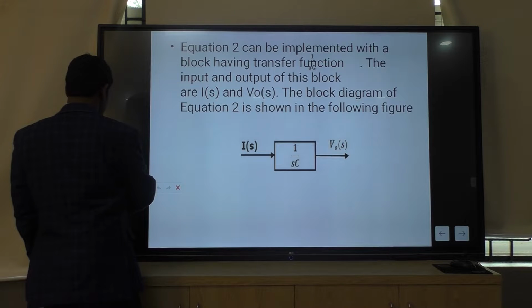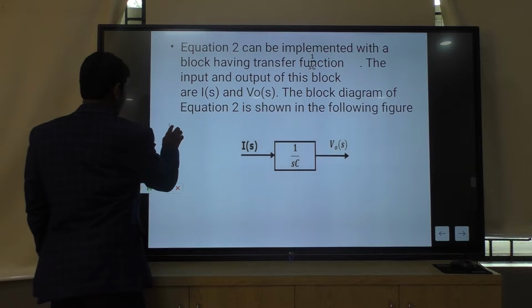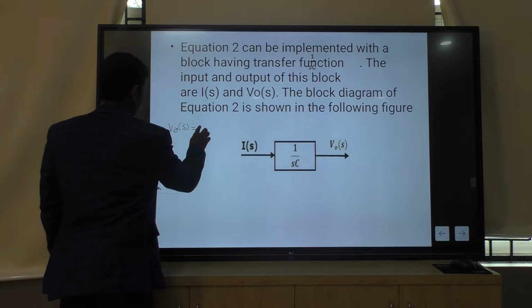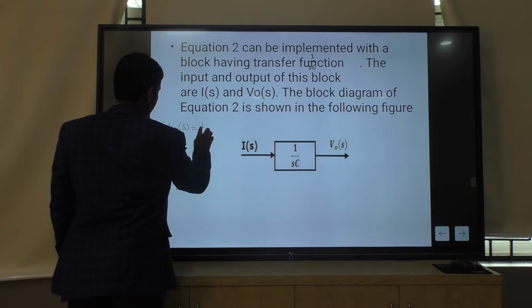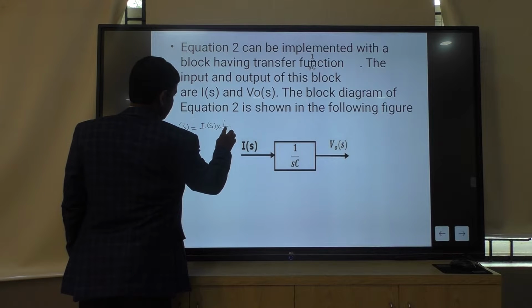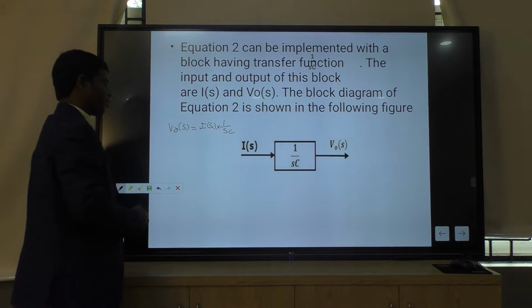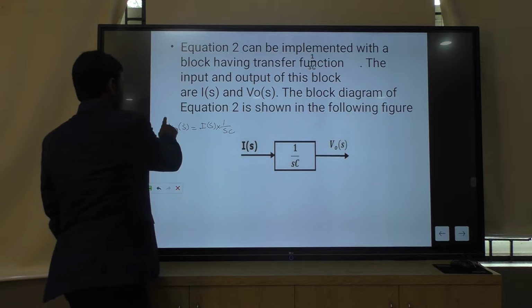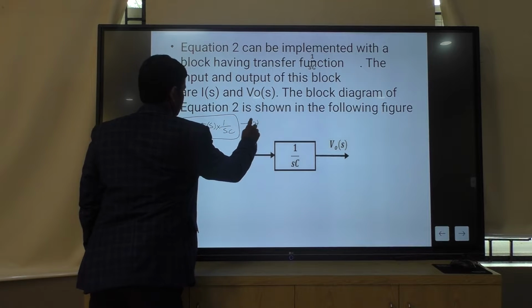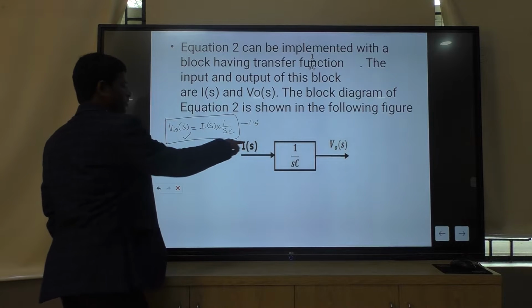Red color. V naught S is equal to IS into 1 by SC. Okay, so this is equation 2. This equation 2 was there. This equation 2, you represent it in block diagram.